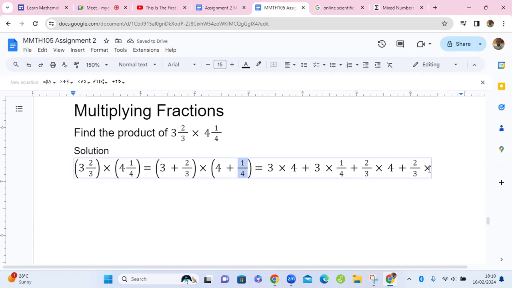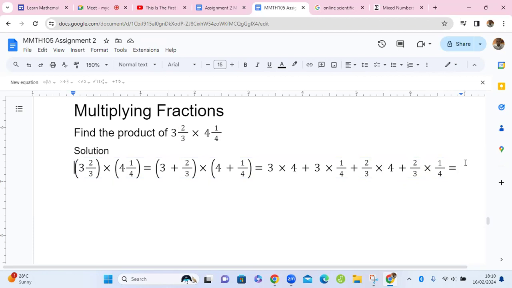We've got 4 multiplications to do: 3 times 4, 3 times 1/4, 2/3 times 4, and 2/3 times 1/4. And then you have to continue this. Or you can simply convert the mixed fractions to improper fractions by multiplying and adding.